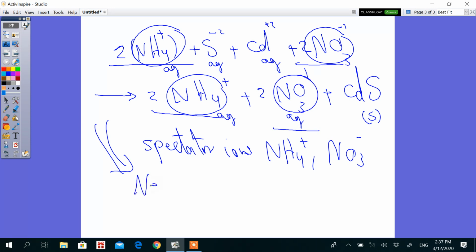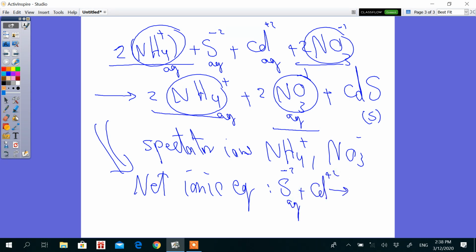But my net ionic equation is cadmium +2 aqueous plus sulfide -2 aqueous produce cadmium sulfide solid. That's my net ionic equation. Now we are going to practice on page 416.